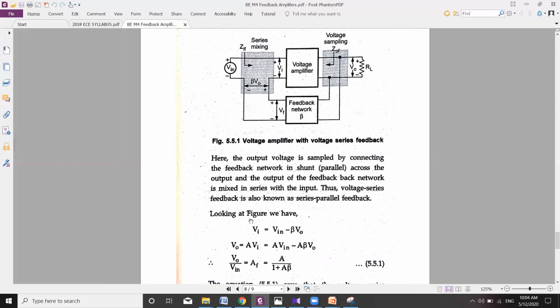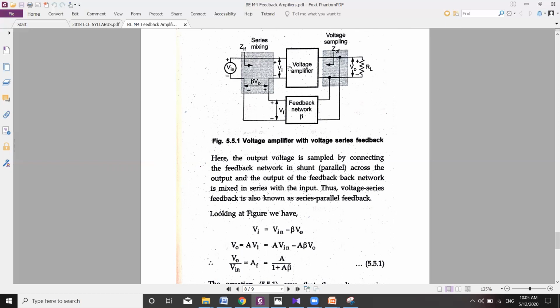Now, by looking at the figure above, we can write Vi. This is our Vin, this is our Vi, this is our VF, this is our Vo. Vi, the input voltage at the input point of the amplifier, is given by Vin minus beta Vo. Here Vin is the input and beta Vo is the feedback voltage. So Vi is equal to Vin minus beta Vo. Now let us write the expression for Vo also. The voltage gain of the amplifier is A, the input voltage is Vi, then the output voltage is equal to A into Vi.